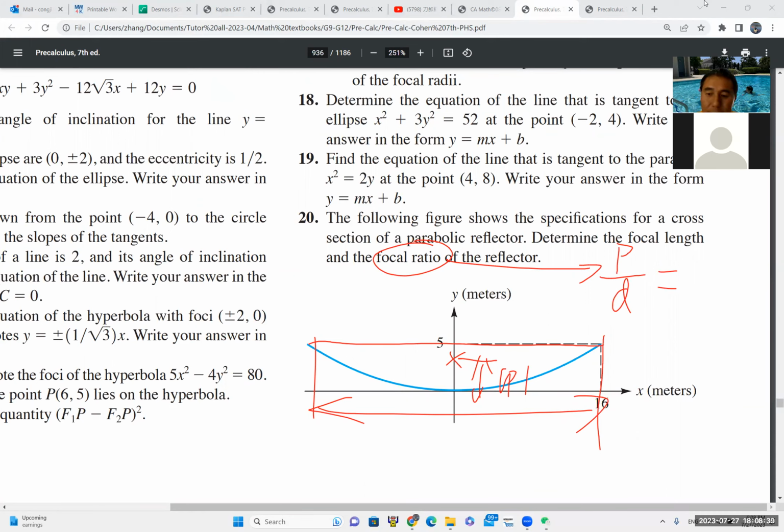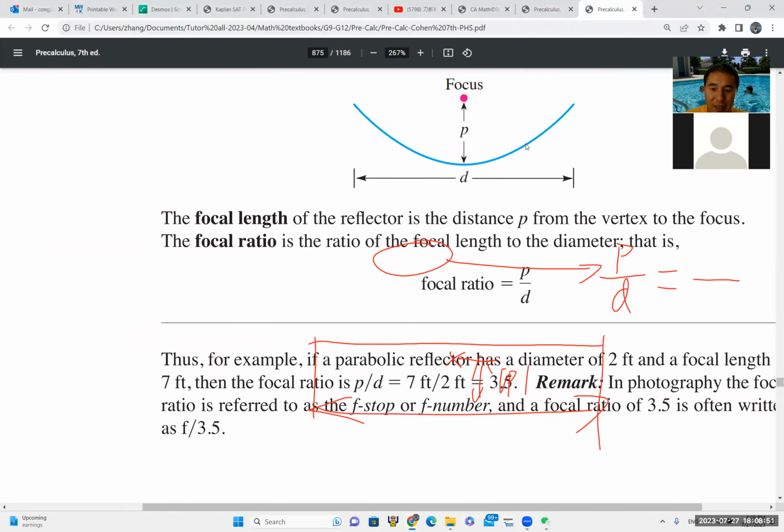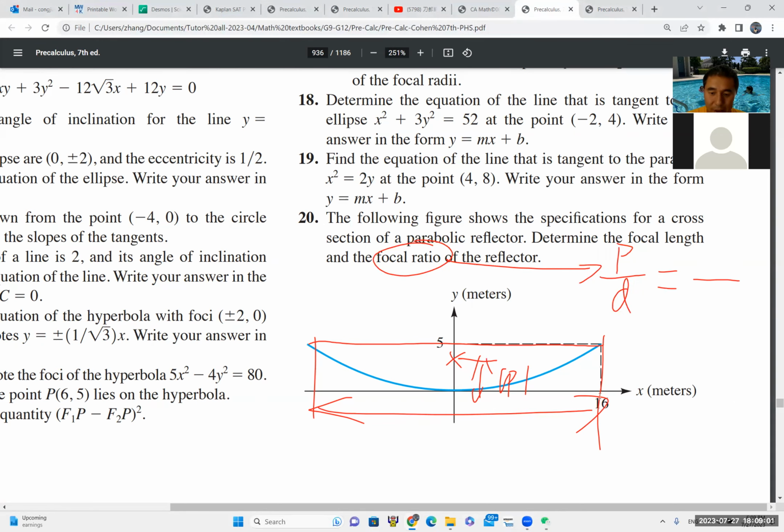D means distance. D means from the most left to the most right, right? So the 16 just now is half of it. So D is 2 times 16. Then we just need the P, right?